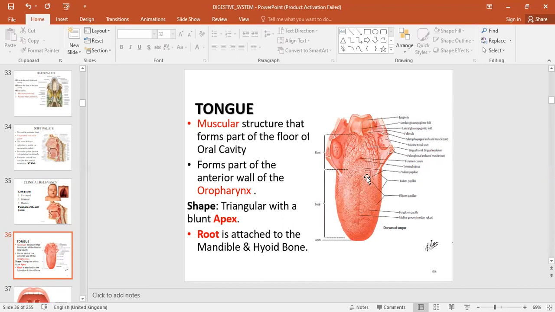Another structure I want you to focus on is this cleft here, known as the foramen cecum.